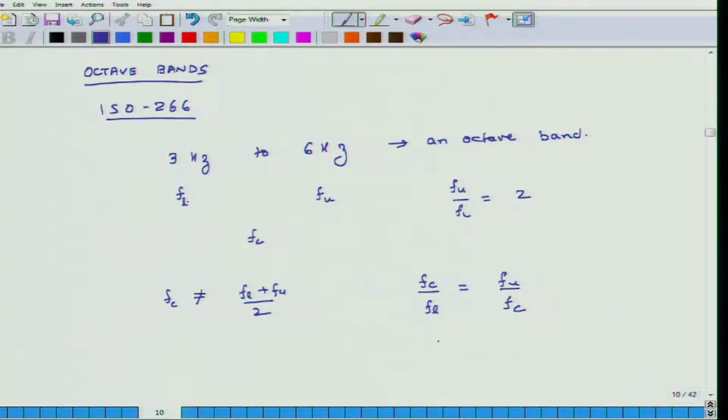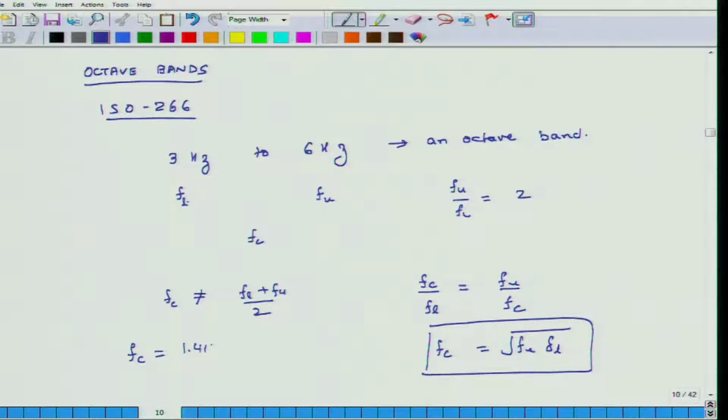So what that means is that FC equals the square root of FU times FL. There shouldn't be a square sign here. So this is how you calculate the center frequency of an octave band. And if you do the math, you will find that FC equals 1.414 times FL, and FU is equal to 1.414 times FC.